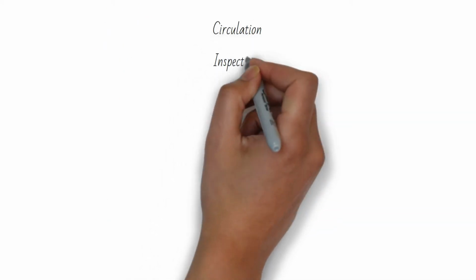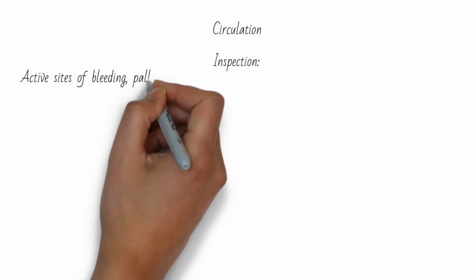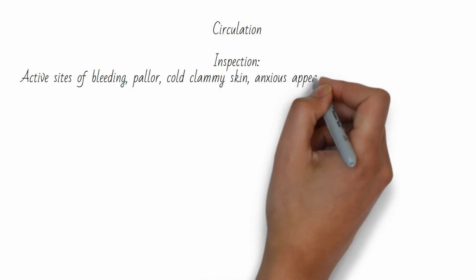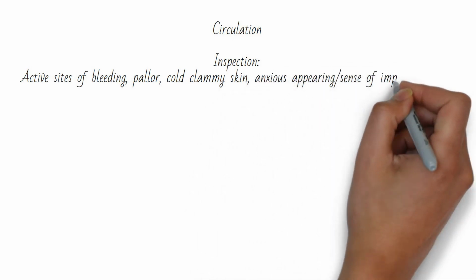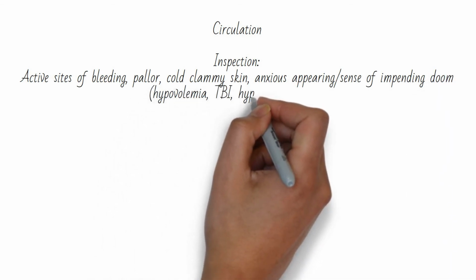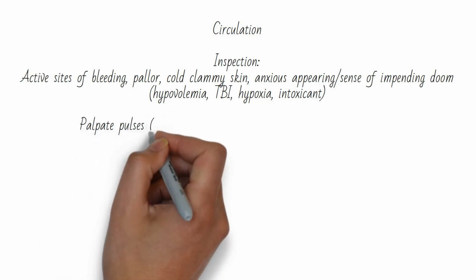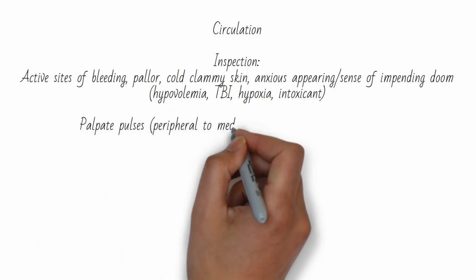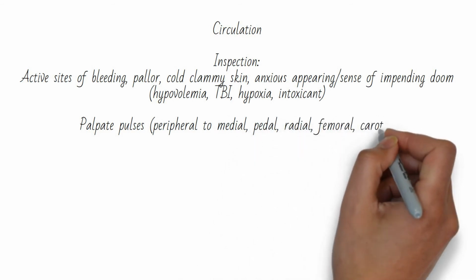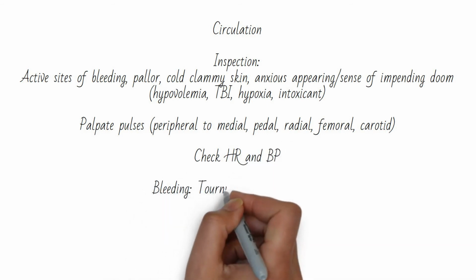Circulation. Inspect for any sites of active bleeding, pallor or cold clammy skin, anxious appearance, or a sense of impending doom, which is a nice way of saying the patient is screaming, "I'm going to die, dear God, please don't let me die." This can be a sign of hypovolemia, traumatic brain injury, hypoxia, or ingestion of an intoxicant. You should palpate for pulses, moving peripherally to medially because weak peripheral pulses may indicate hypovolemia or a vascular injury proximal to the distal pulse.